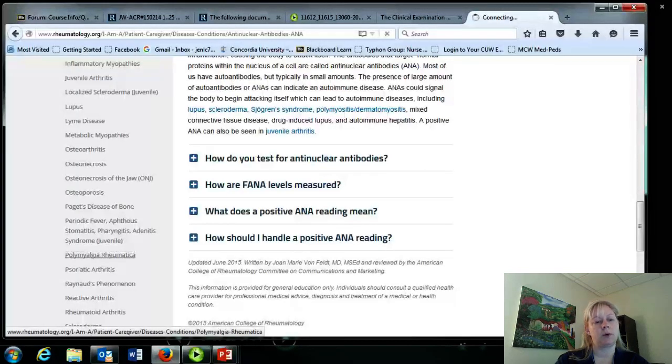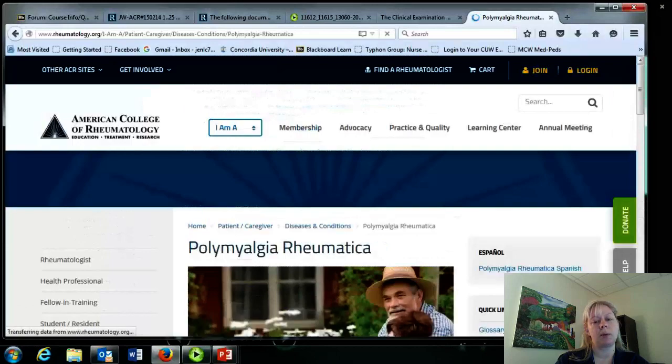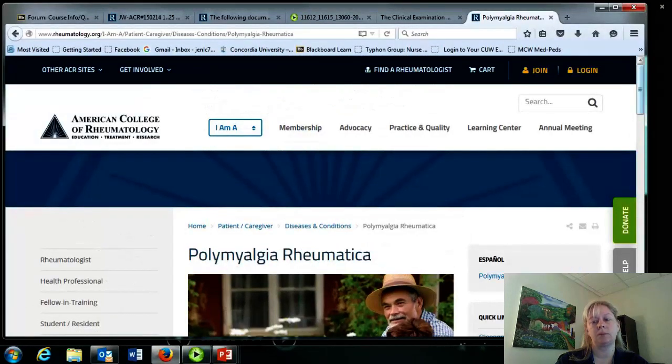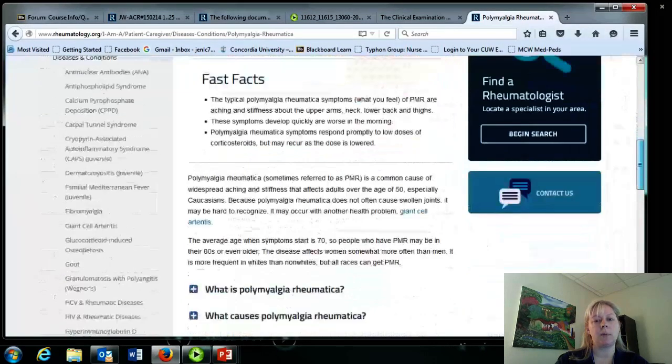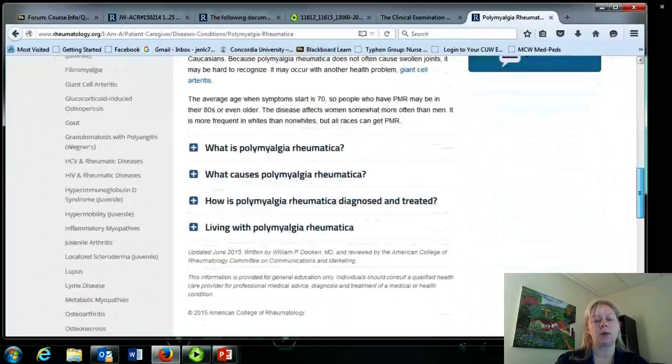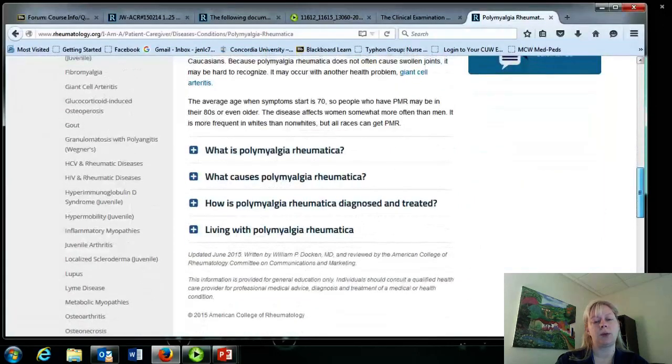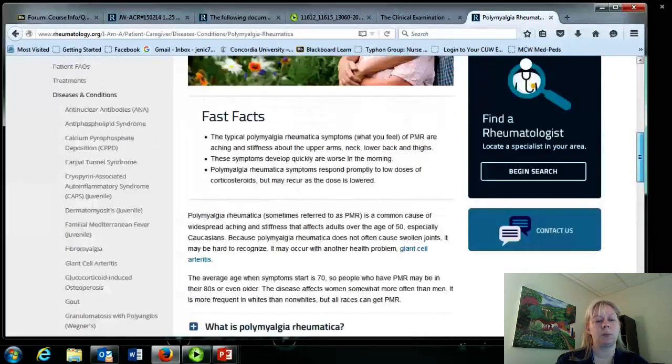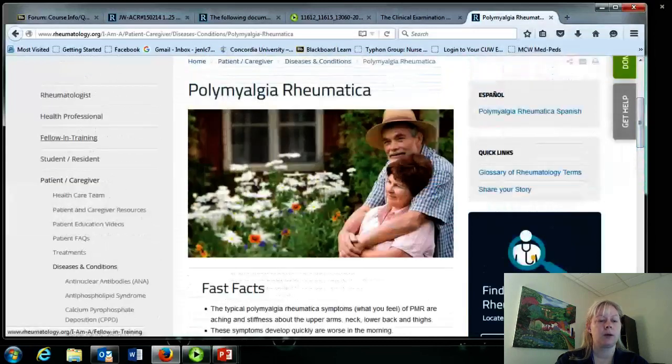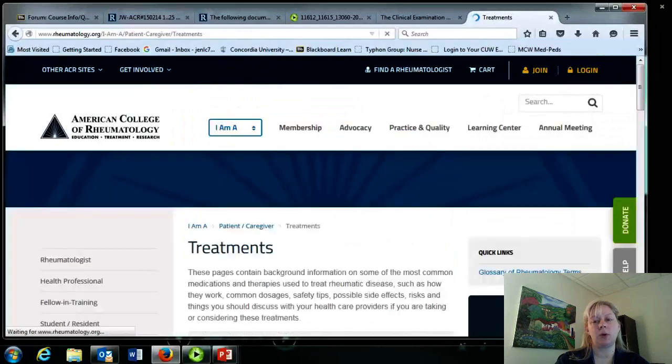All right, so for example, again, we're going to be talking about polymyalgia rheumatica. It'll go down the line about facts. What is it? What causes it? How's it diagnosed and treated? And living with polymyalgia rheumatica. So it's really nice. And then another thing about treatments.